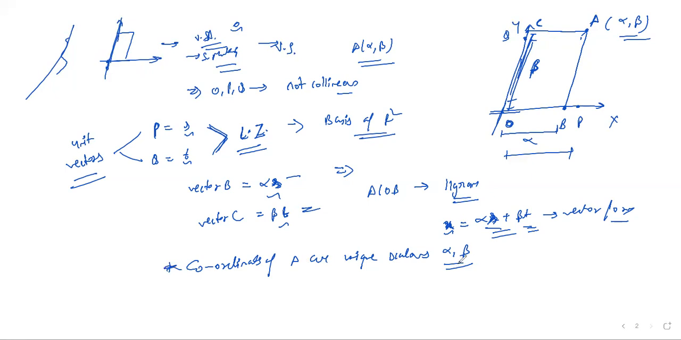And let's see why we are saying that the coordinates of A are unique scalars. Why are we saying unique here? Let's see it like this. Let's take another page first.